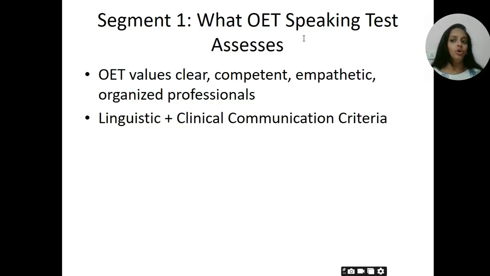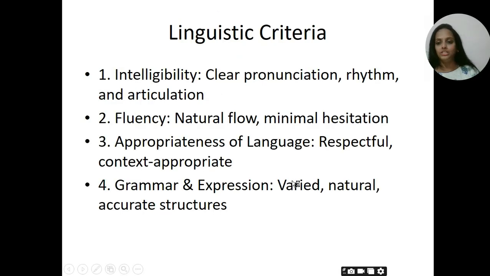When we're talking about OET, it is not looking for polished actors. They want real professionals who sound clear and competent, empathetic and engaged, organized and flexible in their communication. So we do have a criteria split here. The first one is linguistic criteria and the next one is clinical communication criteria.